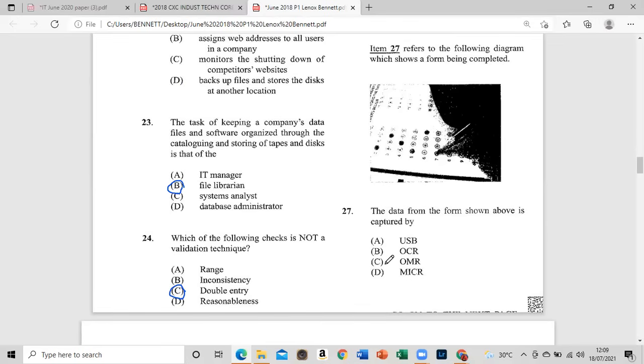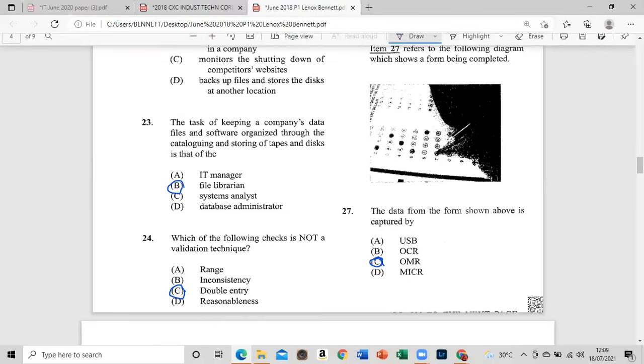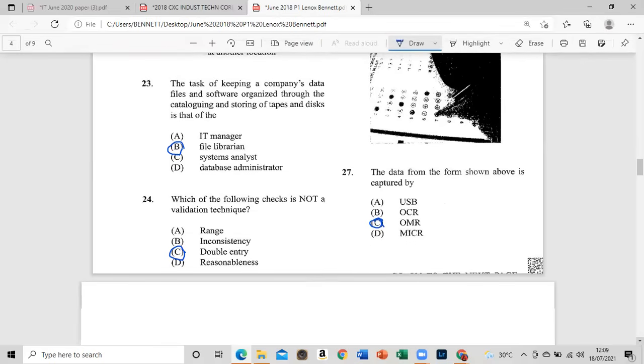So this is how your paper is going to be marked. So use your right pencil, and this would be OMR. Use the right pencil specified. So it's optical mark reader.